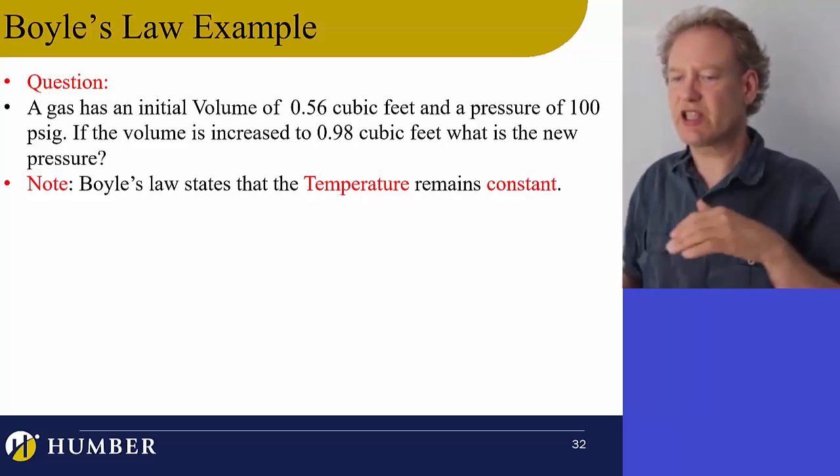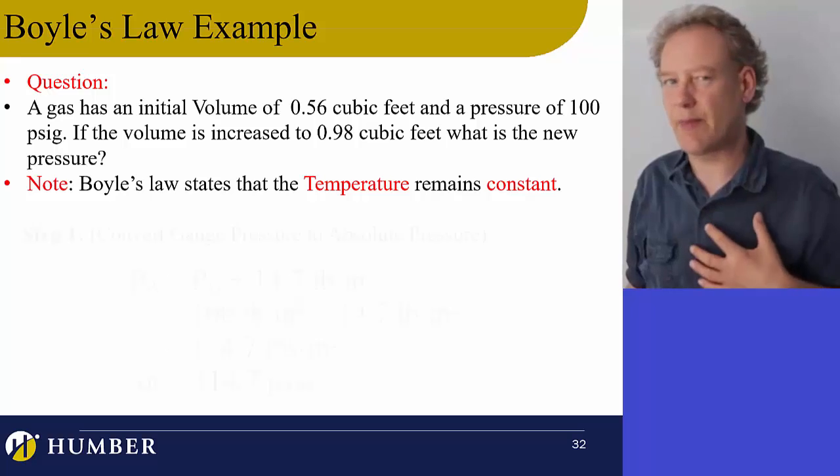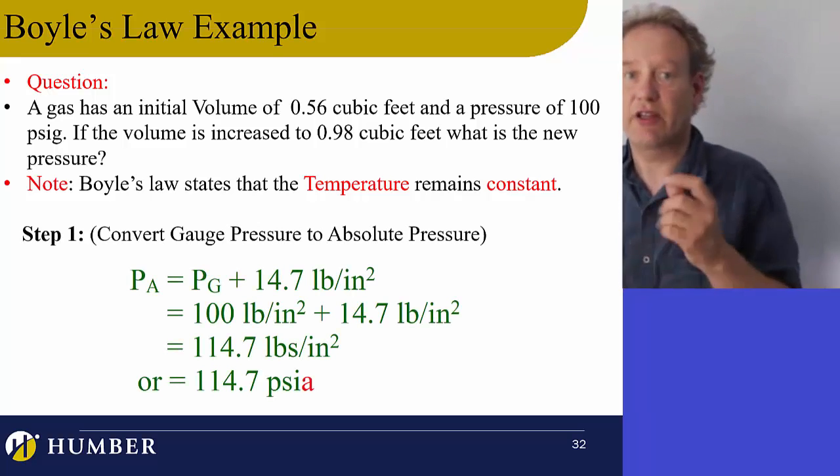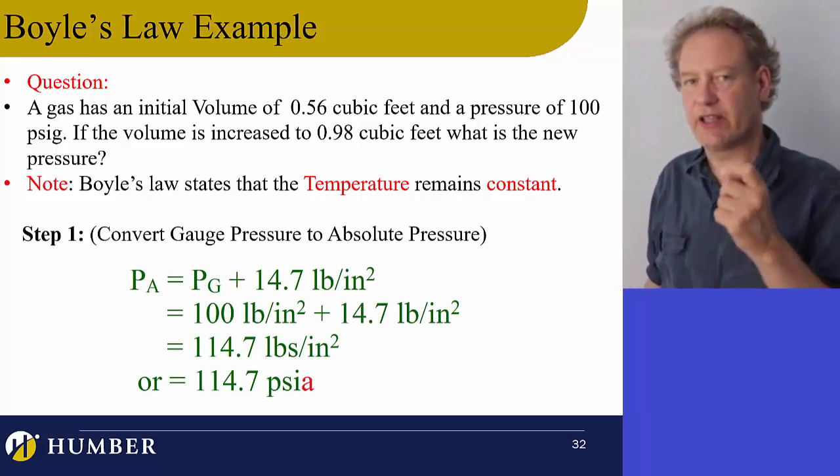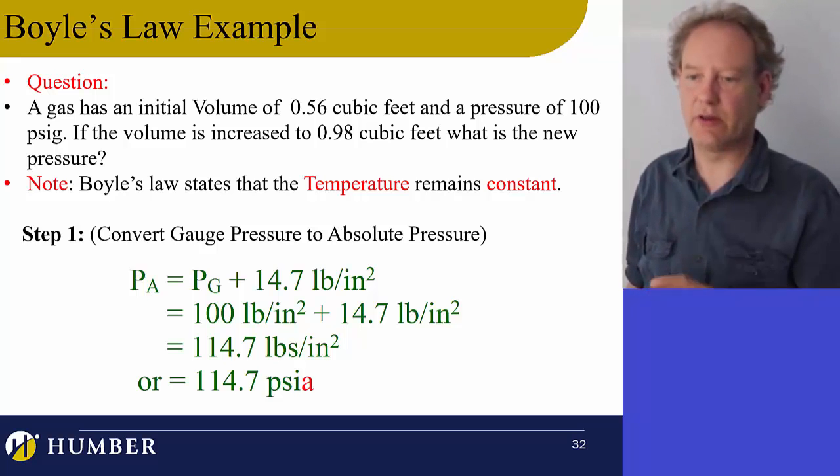So the temperature is constant, okay? So what's going to happen? Well, let's take a look. We'll have to convert it because our pressure is in gauge pressure. I have to convert it to absolute. Okay, that's easy. So I'm at 114.7 psi-A.